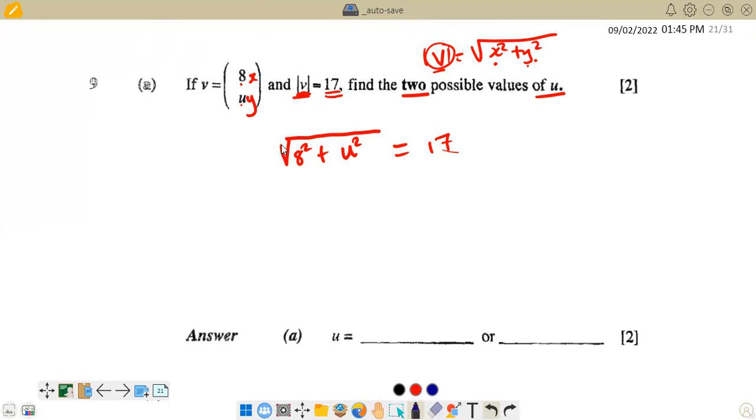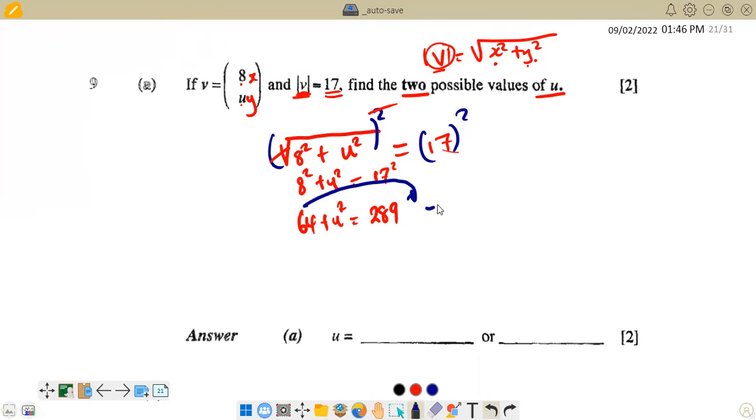So what am I going to do? Remove the square root. Remember how to remove the square root: you square both sides. So the moment you square these two, they neutralize each other. You're going to be left with 8 squared plus u squared is equal to 17 squared. Okay, 8 squared is 64, plus u squared, which is equal to 17 squared, that's 289. So we can transpose the 64 to the right hand side, and it's going to be a negative 64. We're left with u squared is equal to 289 minus 64, that's 225.